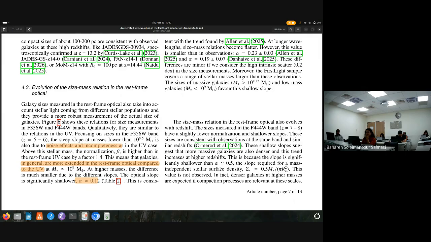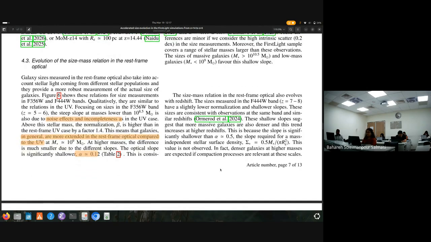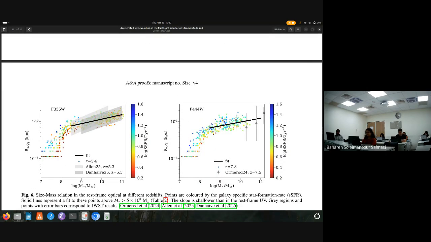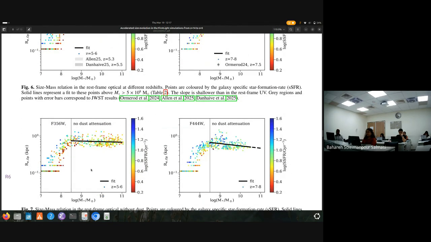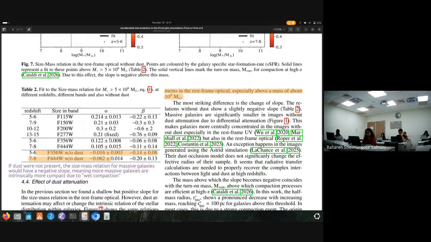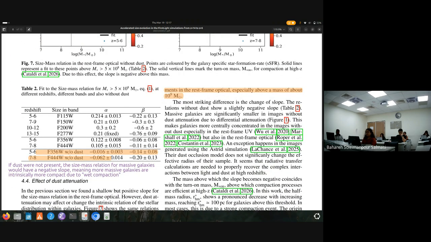The other thing is the UV slope, and they also study the optical slope. So they also study the size mass relation in the optical. What they say is that when they do not include the dust in their analysis, then this spectral slope actually goes negative. This is shown in table 2: if they do not add the dust, this is decreasing. So what they mean is that the size mass relation does not evolve as we see at low redshift, but actually goes negative, and that means the massive galaxies are actually more compact.